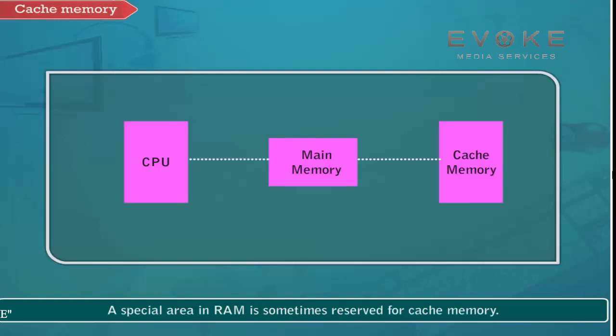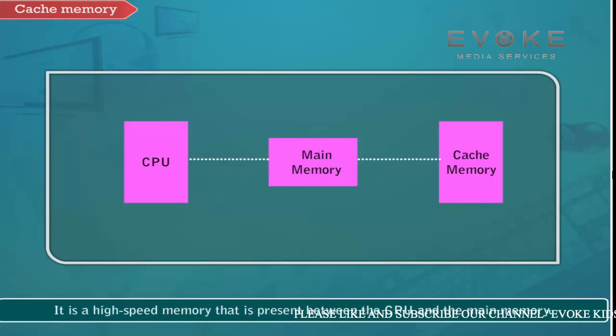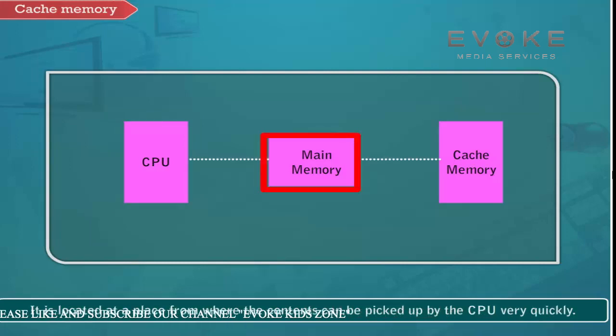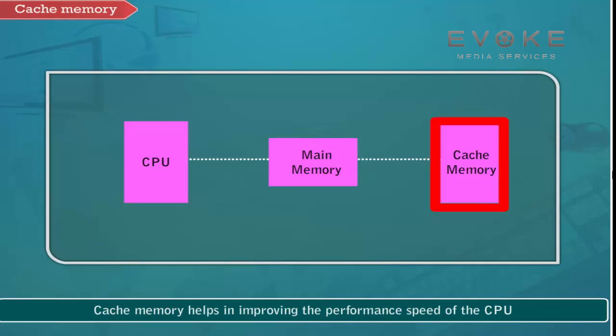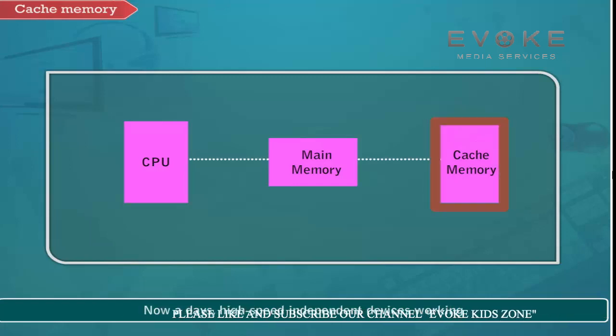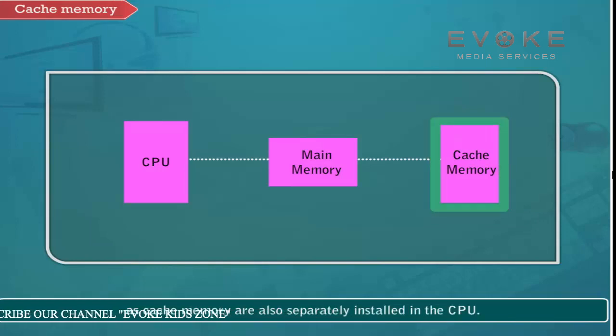Cache memory. A special area in RAM is sometimes reserved for cache memory. It is a high-speed memory that is present between the CPU and the main memory. It is located at a place from where the contents can be picked up by the CPU very quickly. Cache memory helps in improving the performance speed of the CPU as the commonly used data and instructions are stored in it. Nowadays, high-speed independent devices working as cache memory are also separately installed in the CPU.